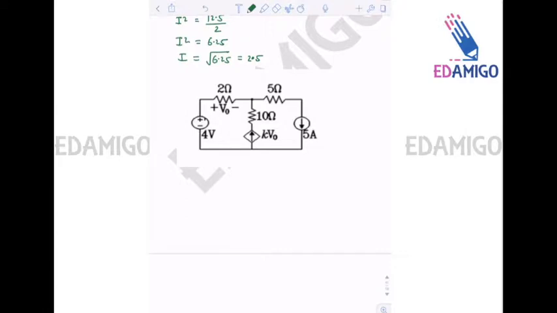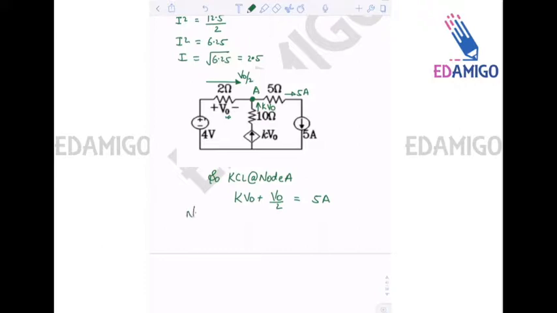Now we can see that the current through the 2 ohm resistance will be V0 by 2, because the voltage drop across this 2 ohm resistance is V0 and the resistance is 2 ohms, so current has to be V0 by 2, that is voltage divided by resistance. The incoming current at this node A is kV0 and the outgoing current is 5 amperes. So KCL at node A: incoming current is kV0, incoming current is V0 by 2 and outgoing current is 5 amperes.